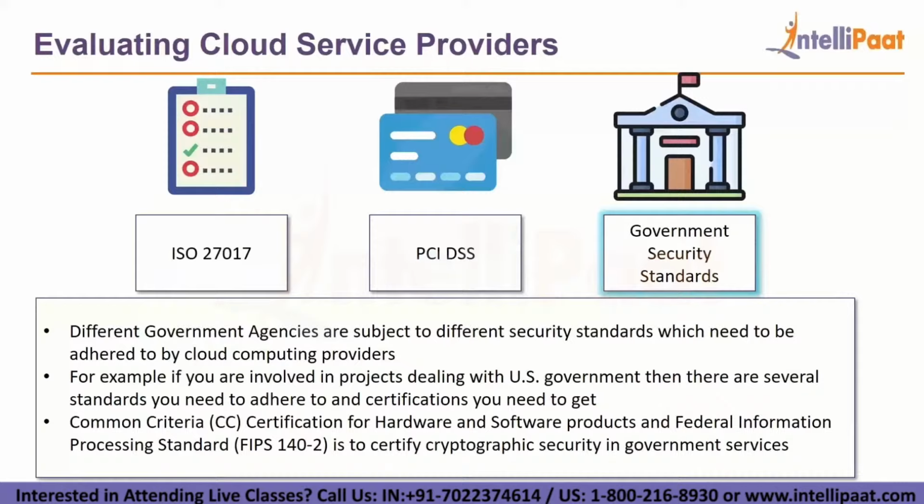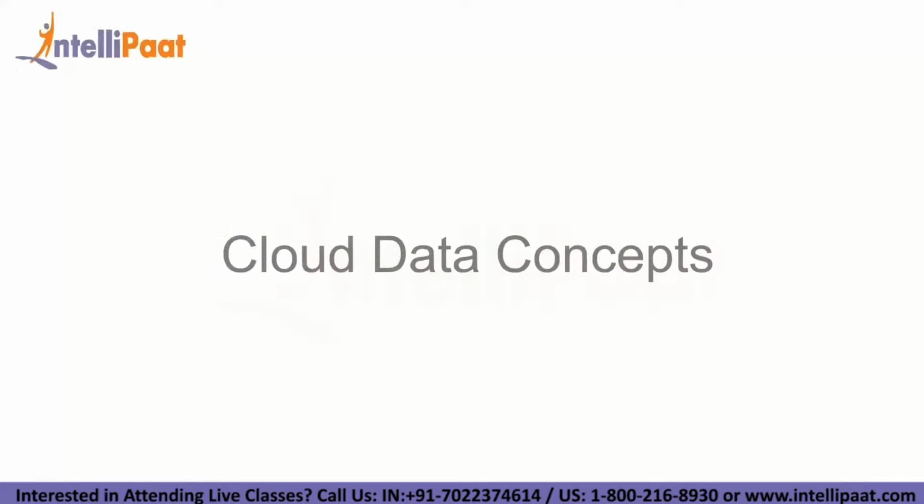The most common one is the CC certification, called the Common Criteria Certification. It is to be adhered to and gotten by all the hardware and software products. And Federal Information Processing 140-2, which is also called FIPS 140-2, is another certification that certifies the cryptographic security in government services. So if you're trying to build some software or work with some agencies that build software for the US government, then these are two of the certifications that you need to gain in order to essentially consider your application secure by the standards.